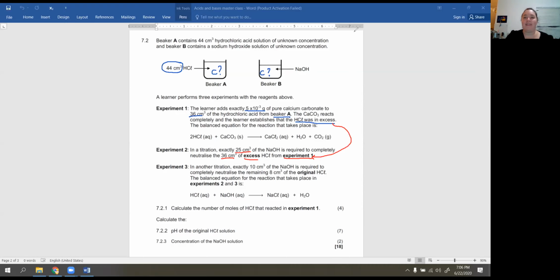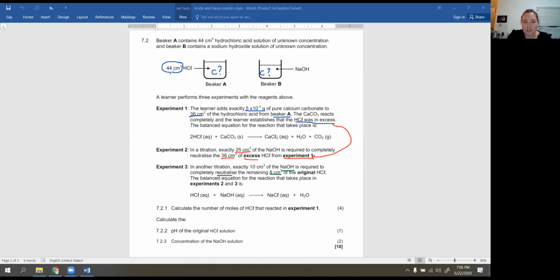Okay, and the last step, in another titration, exactly 10 centimeters cubed of the sodium hydroxide, that's the original sodium hydroxide of unknown concentration, is required to completely neutralize the remaining 8 centimeters cubed of the original HCl.